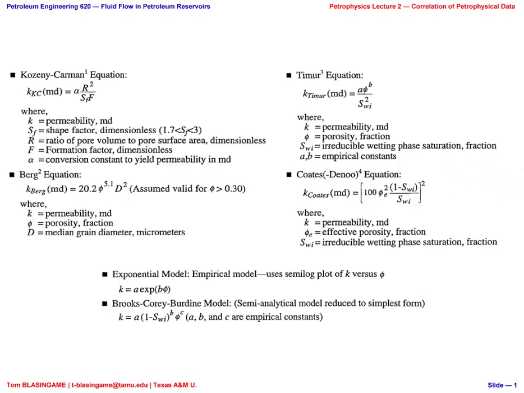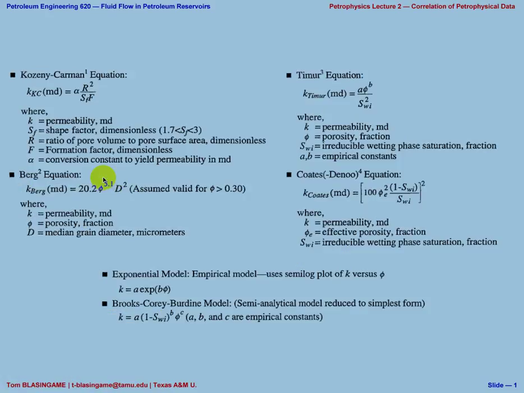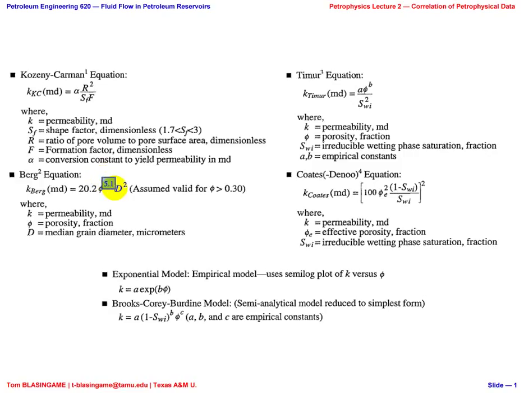So next is the Berg equation. We talked a little bit about the Berg equation. The power to that equation is 5.1. In the past, I would just pull the power out of the wall, so we'll give them a break this time. And it is based on the diameter squared. So again, permeability in millidarcies, porosity in fraction, and grain diameter in micrometers. And you'll notice this equation is only valid for porosity greater than 30. So that's pretty limiting.